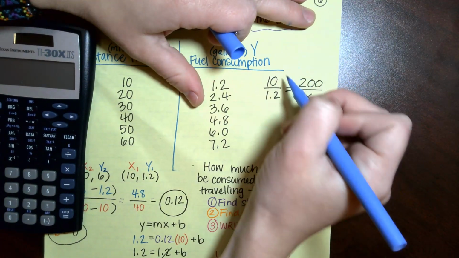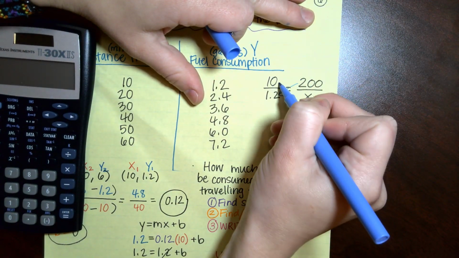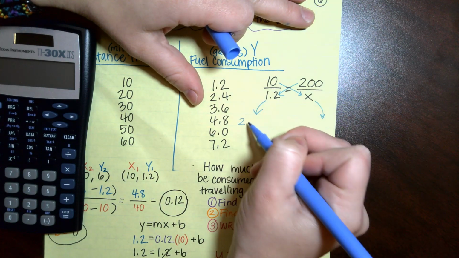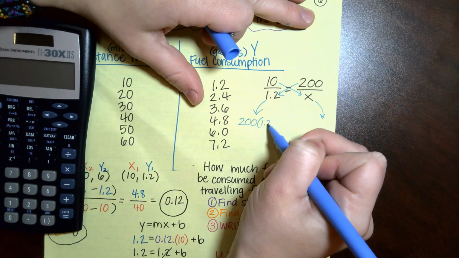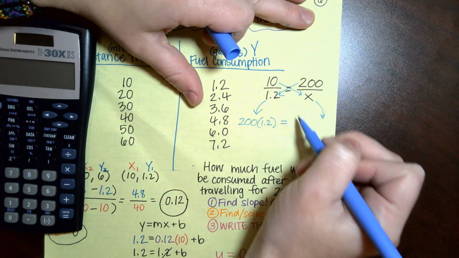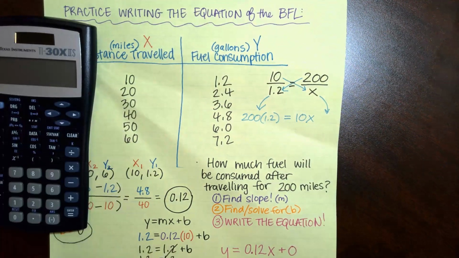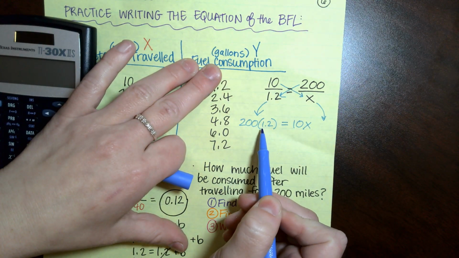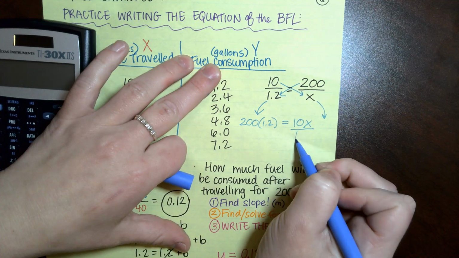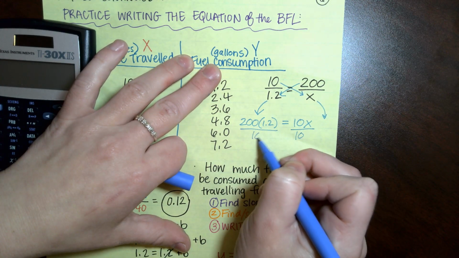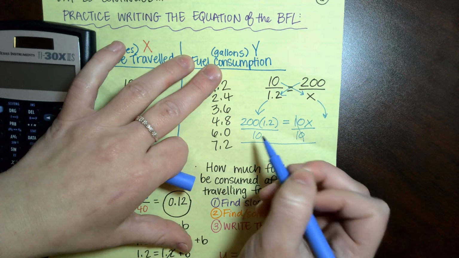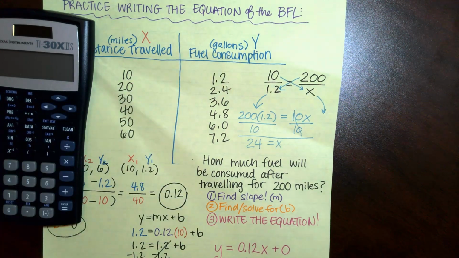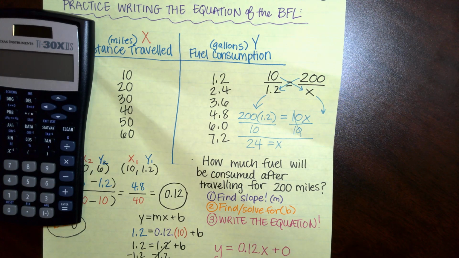I love that, Erica. I'm so glad you brought it up. So this is the pathway that we're taking. Ready? 200 times 1.2 equals 10 times X. And when we solve for X, we're doing 200 times 1.2, and we're dividing by 10. So here's why you can do that. Isn't that cool? And then you're going to find your answer, which is 24. I like that. That's really neat.